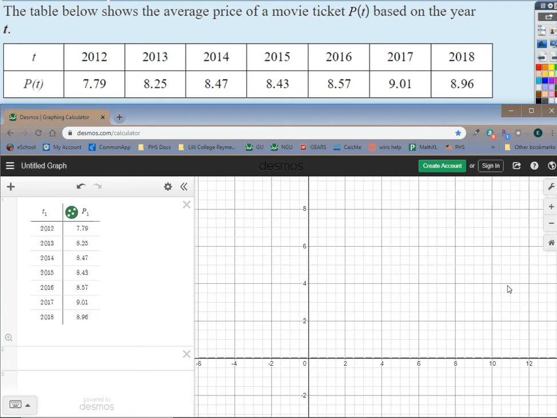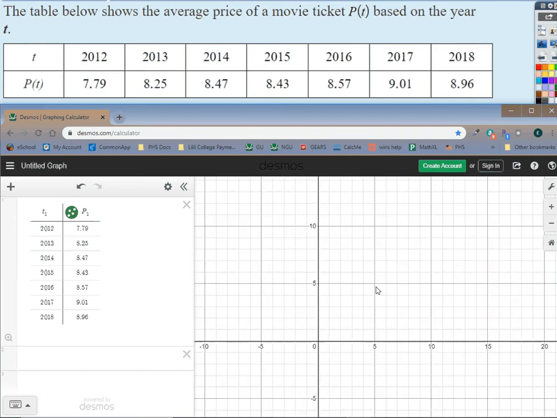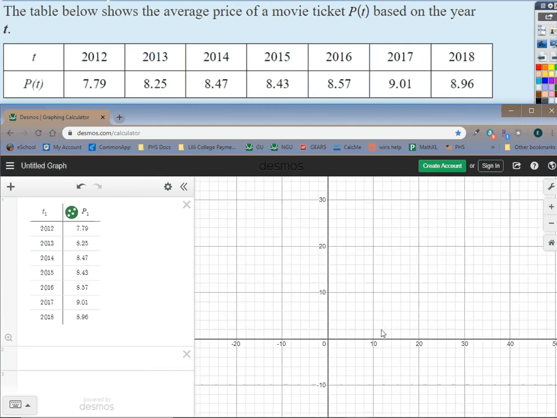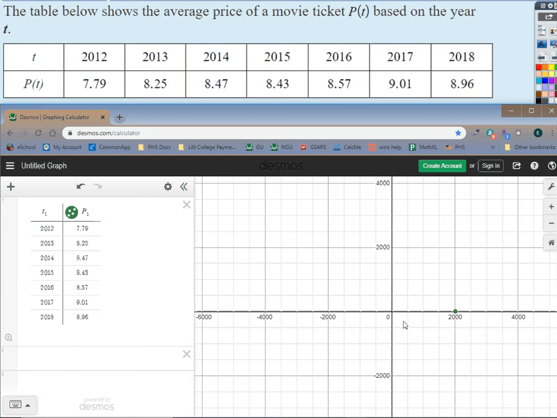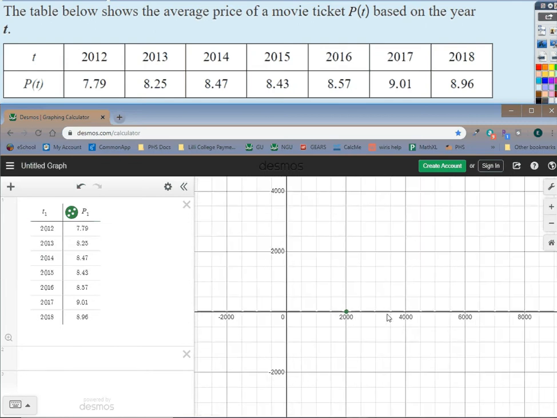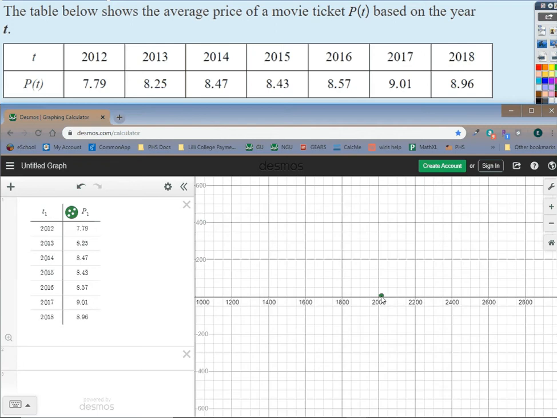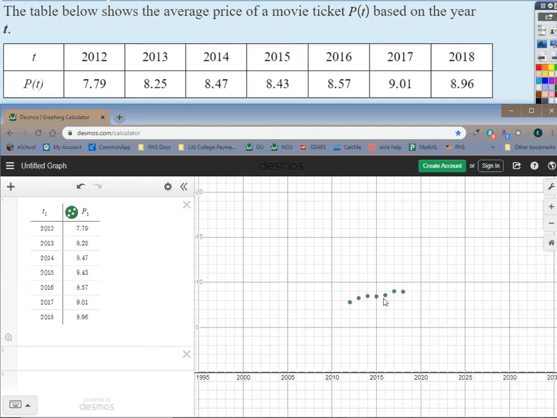I wonder if that's going to show up. Well, that's way out there. I've got to go really, really far out on this axis. Let's see what happens if I zoom way, way, way out. Okay, they do show up. So way in, there's my data.